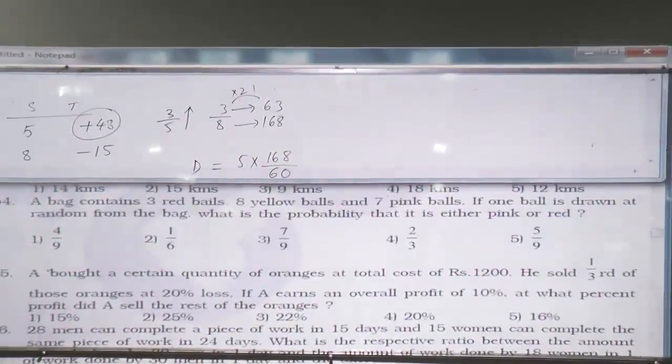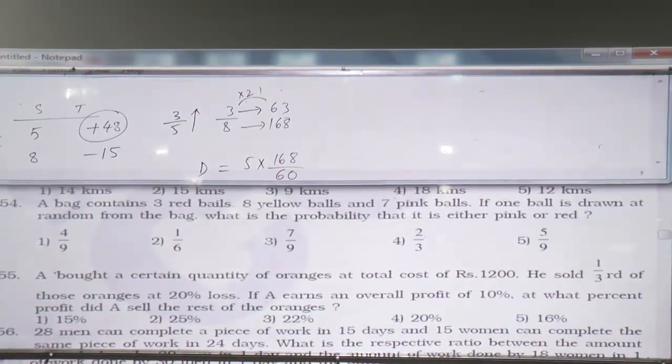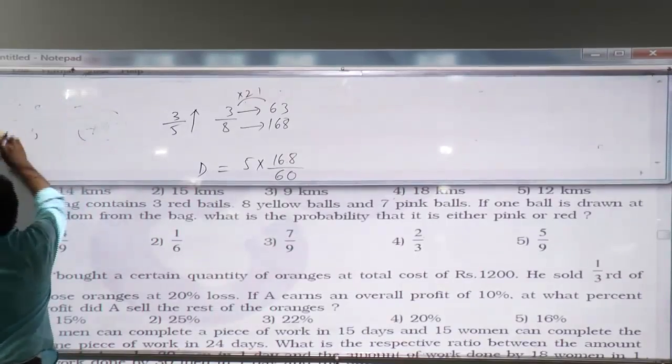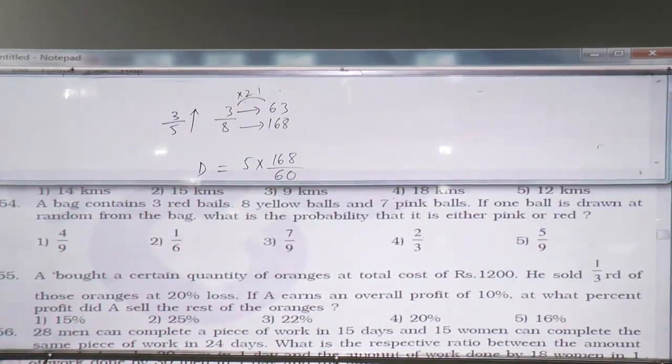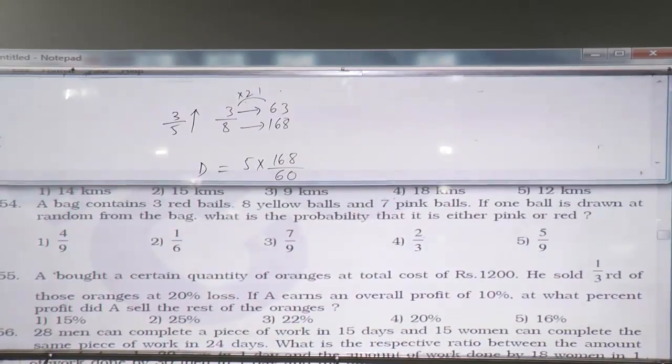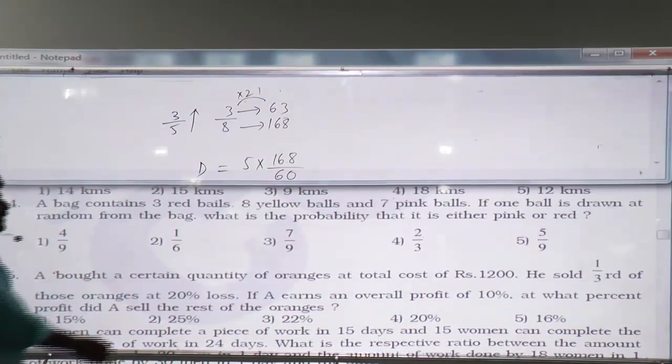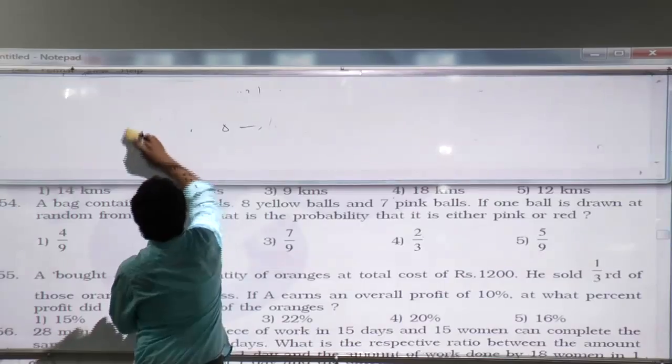A bag contains 3 red balls, 8 yellow balls, 7 pink balls. Total how many balls you have? 18. 18 balls we have. And then if one ball is drawn at random from the bag, what is the probability that it is either pink or red? Pink or red.